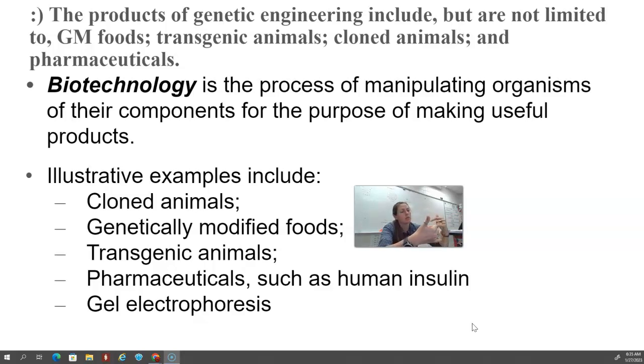We can use them for study of disease. We can use them for a lot of different things. So the big ones that we talked about: cloned animals, GMOs, transgenic animals, and then obviously pharmaceuticals is a really big one, and gel electrophoresis. And these two kind of play hand in hand, and these kind of all play hand in hand.